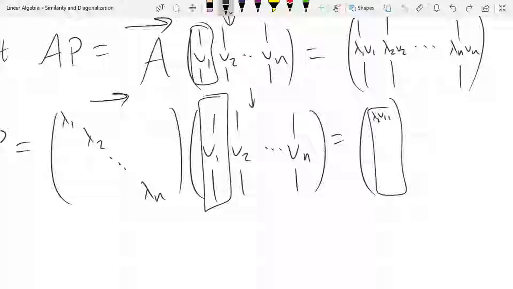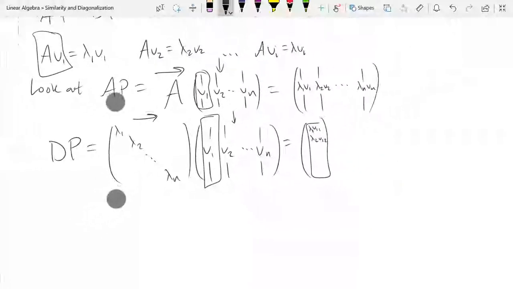It looks like it's going to be lambda 2 V12. That's not good. I want a lambda 1 there. So what I think we need to do is switch the order. I have a feeling my notes are wrong. So I'm going to put the D matrix on the other side and cross my fingers and hope it works.